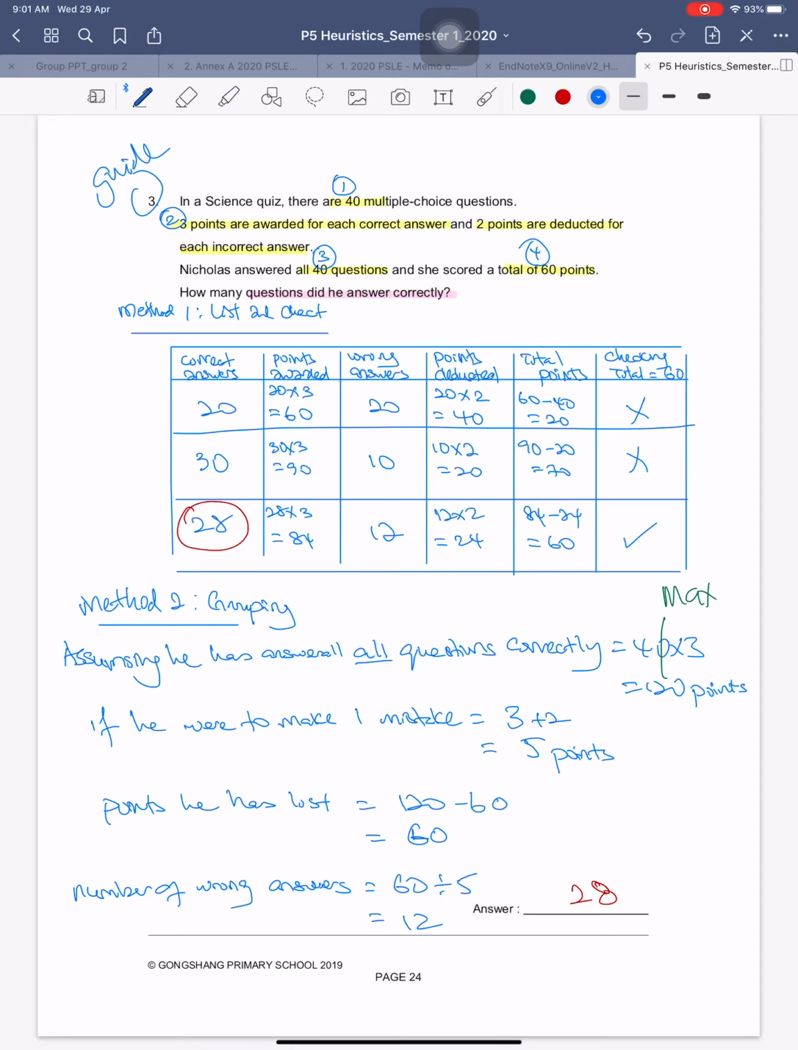That means the number of wrong answers that he had made is actually 12, by getting the points that he had lost, 60, divided by the points he will lose for each wrong answer, 60 divided by 5 is 12. That means the number of correct answers total is 40 minus the 12, 28. Right? Okay. So that is method number 2, grouping.